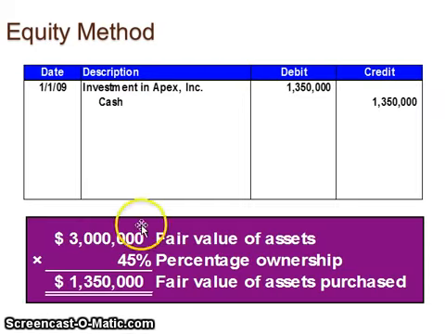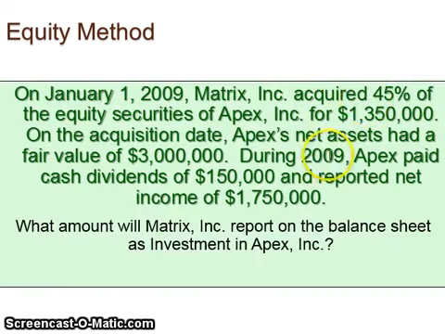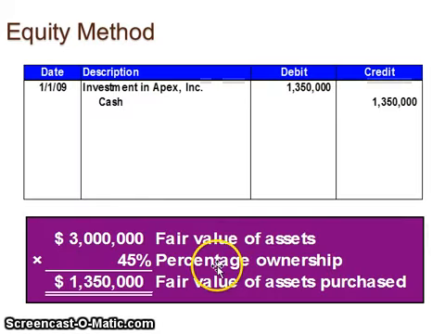Originally, $3 million was the fair value of the assets, 45% was the percentage of ownership, and that is what we bought. In this case we don't have any goodwill that we're dealing with here. The fair value of the assets purchased is $1,350,000, and that's how much we paid. So originally our journal entry at the beginning of the year is a debit to the investment in Apex Inc. and a credit to cash for $1,350,000.